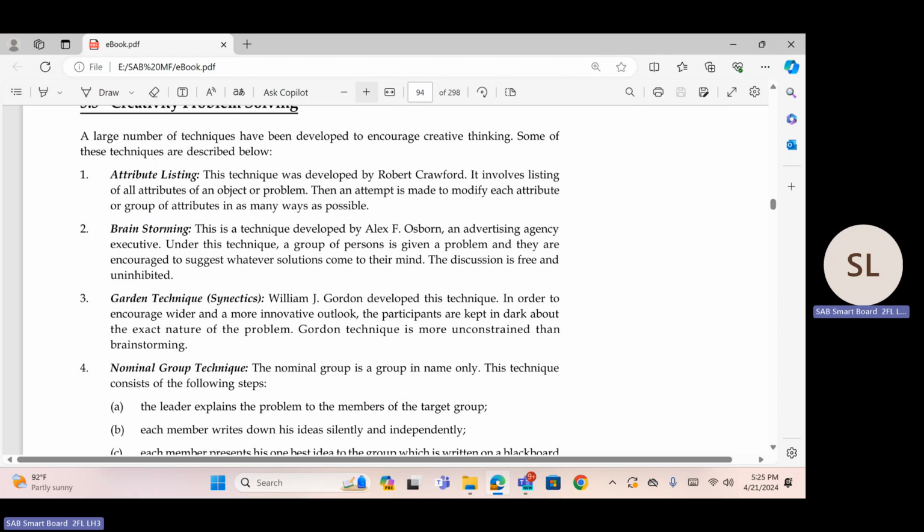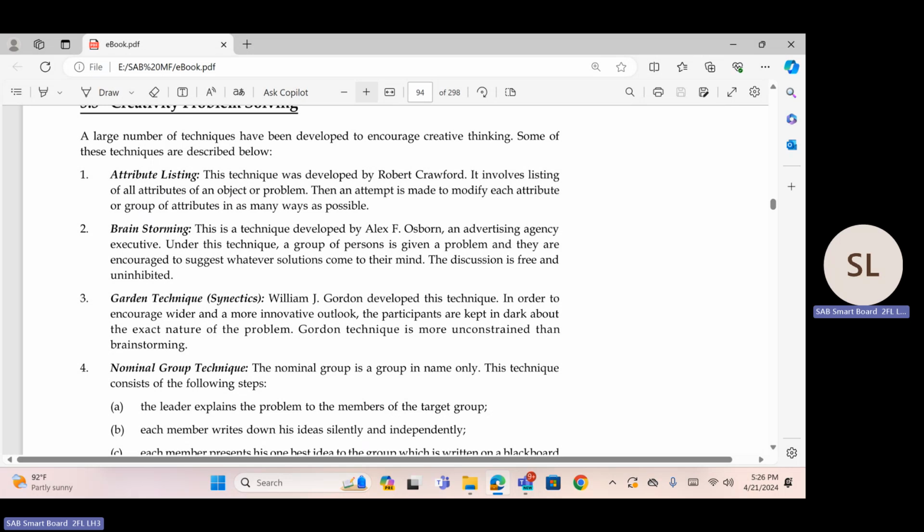One is attribute listing. It was introduced by Crawford. It involves listing all attributes of the problem, and an attempt is made to modify each attribute or group of attributes in as many ways as possible. Initial ideas can be moderated among the team members. That is called the attribute listing technique in group or team decision making.